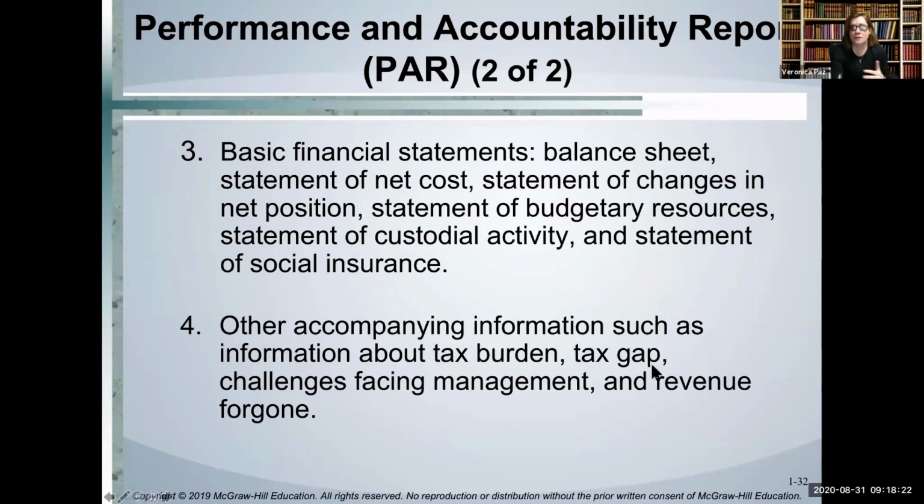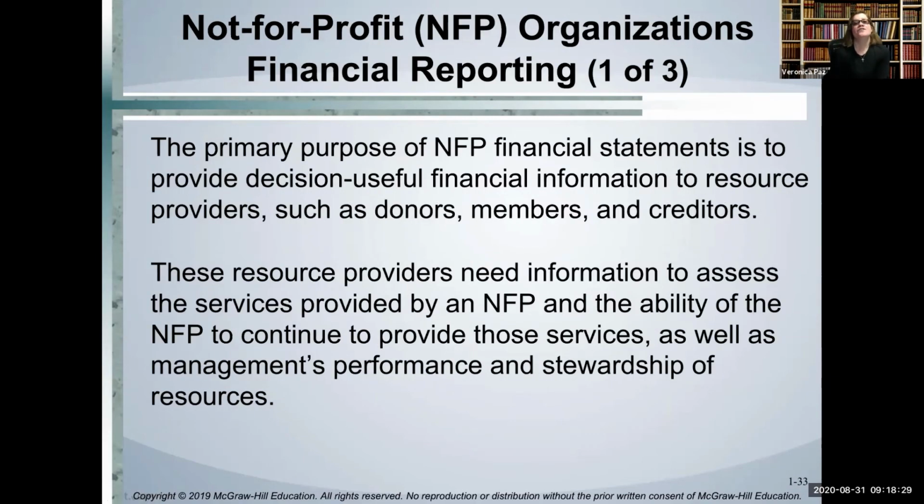And then we have other information like the tax gap, the burden, and whatever's facing management, any revenue that's foregone. And then we have the not-for-profit organizations' financial reporting, right? Which is basically, again, to provide useful financial information to make decisions so that they can correctly allocate resources to donors, members, or creditors. And then you need to assess the services provided by the not-for-profit, and how they're going to continue those, as well as management's performance and stewardship of the resources.